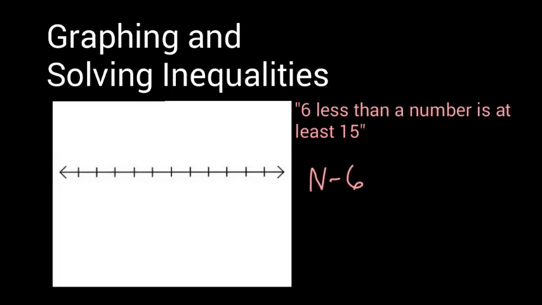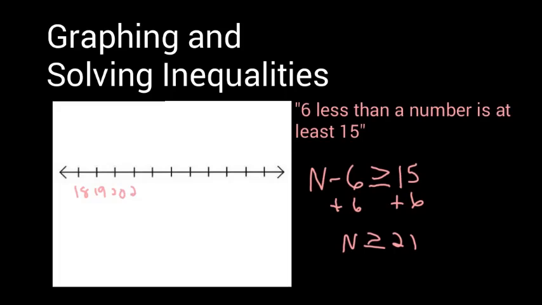So that means n minus 6 has to be at least 15. So it has to be greater. It can be greater than, but it can also be equal to, because it says at least. And then 15. So we're going to solve this like an equation. Add 6 to both sides. So n is greater than or equal to 15 plus 6 is 21. So we can graph that. Let's say we have 18, 19, 20, 21, 22, 23, 24. So we're going to put a closed dot on 21 because it includes the equal sign, and a line going to the right.